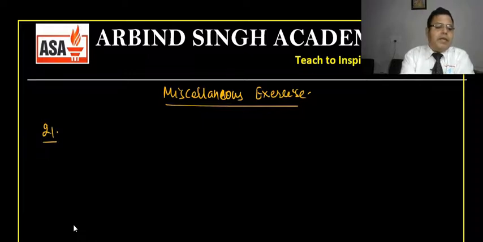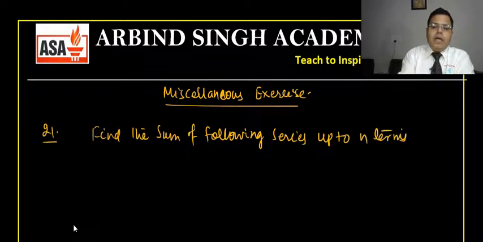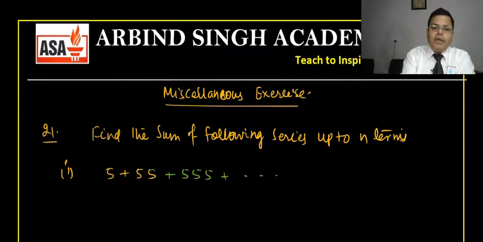In question 21, it is given: find the sum of the following series up to n terms. The very first one is 5 plus 55 plus 555 up to n terms.